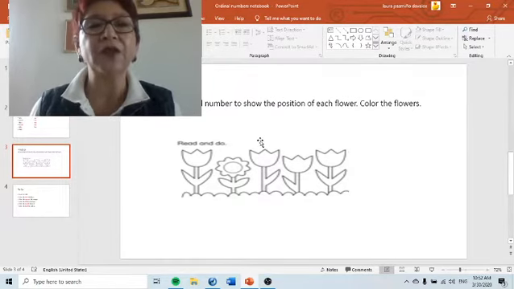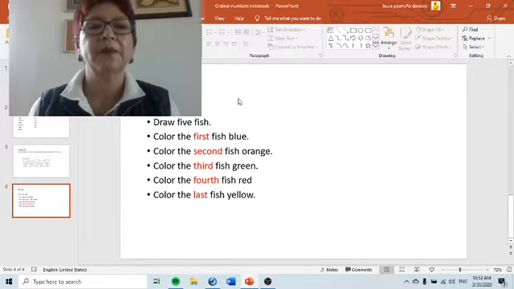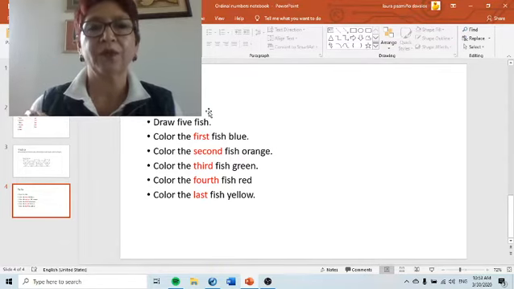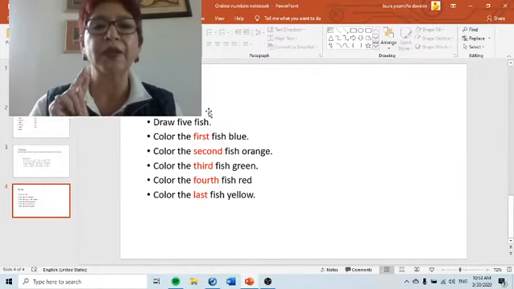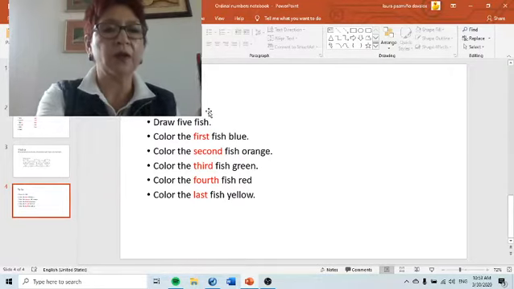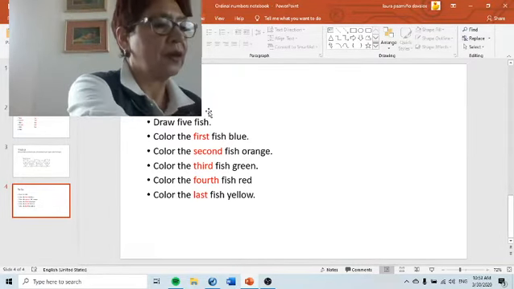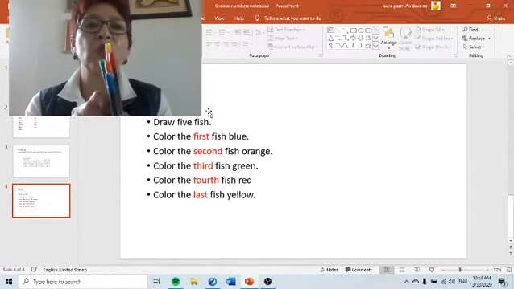For today. After you finish this practice, this is what we need to do. You are going to draw 5 fish. You're going to color the first fish blue. The second fish, orange. The third fish, green. The fourth fish is going to be red. So the first one is blue. And the last fish is going to be yellow. Okay. This is what you are going to do.